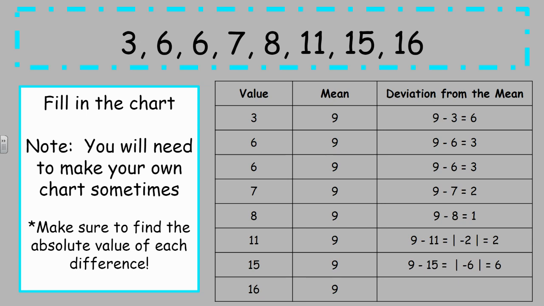Same here. The distance between 15 and 9 is 6. And the distance between 9 and 16 is 7. So these are all of our values that we're going to use to do step number 3.